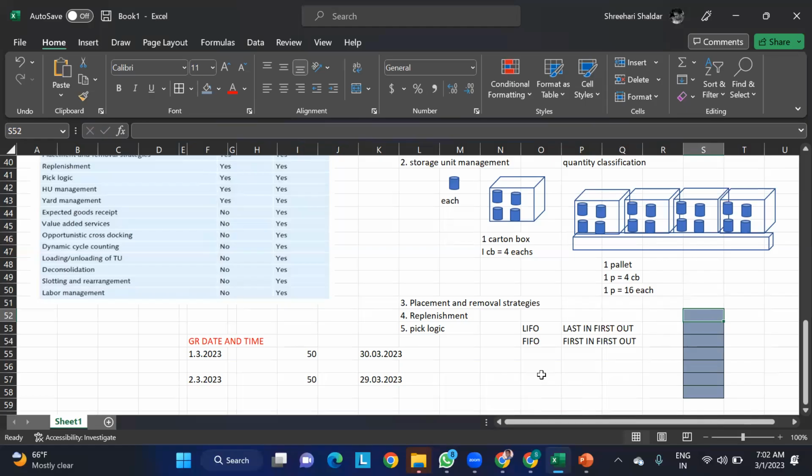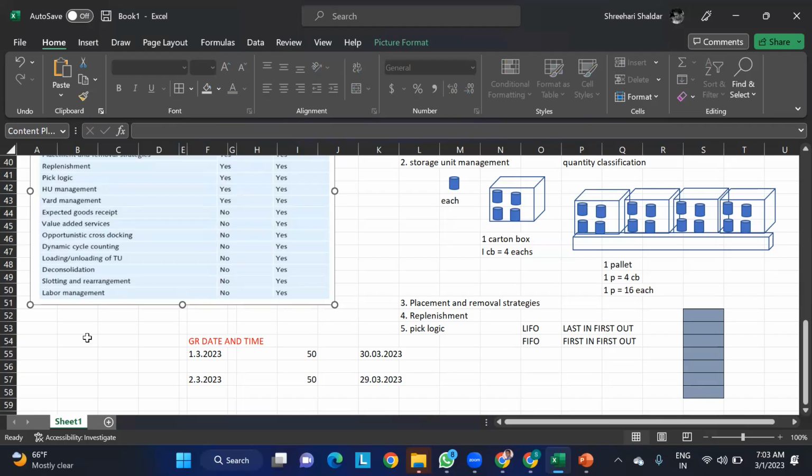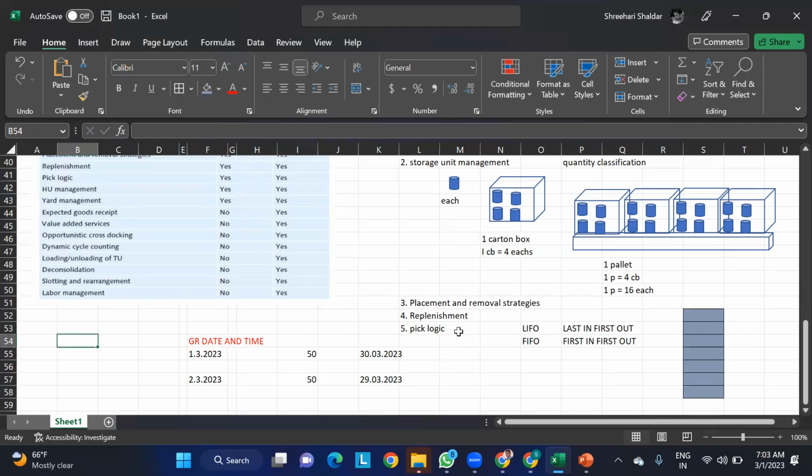So once the order comes, what are we doing? Last in, first out. This is the last in, but we are moving it first. This is the logic here. This is how we maintain the PIC logics, in WM as well as in EWM. That comes as part of PIC logic. Understand the PIC logic, right?